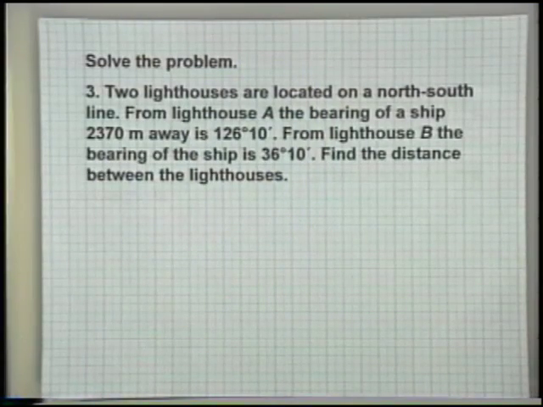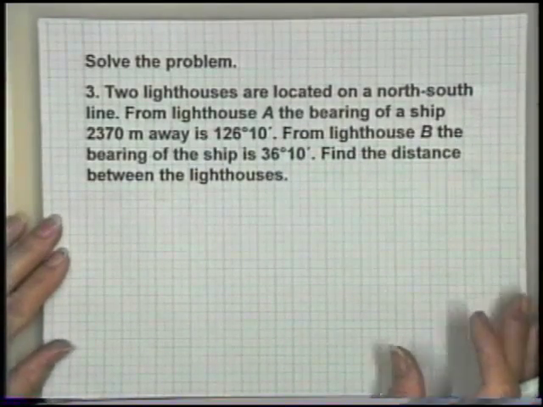Let's work another bearing application problem. This says two lighthouses are located on a north-south line. From Lighthouse A, the bearing of a ship 2,370 meters away is 126 degrees 10 minutes. From Lighthouse B, the bearing of the ship is 36 degrees 10 minutes. Find the distance between the lighthouses.